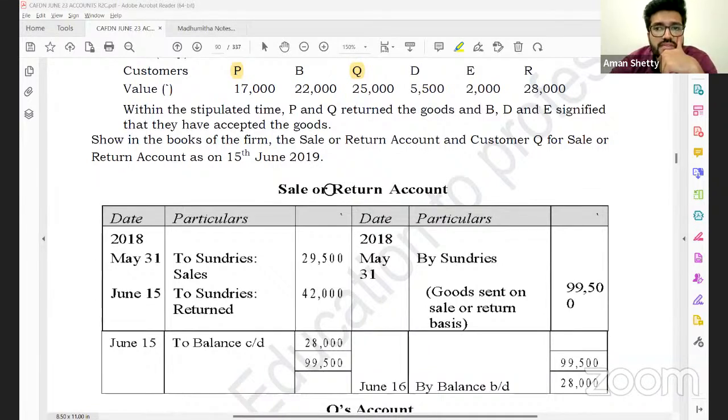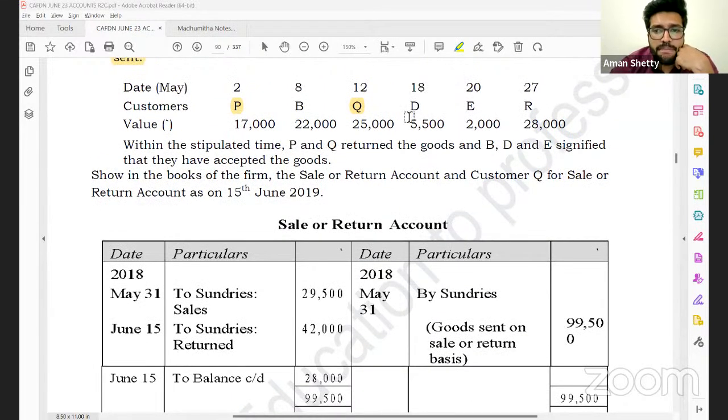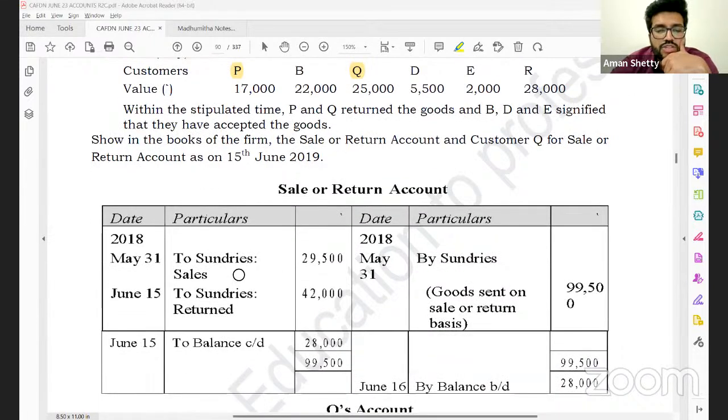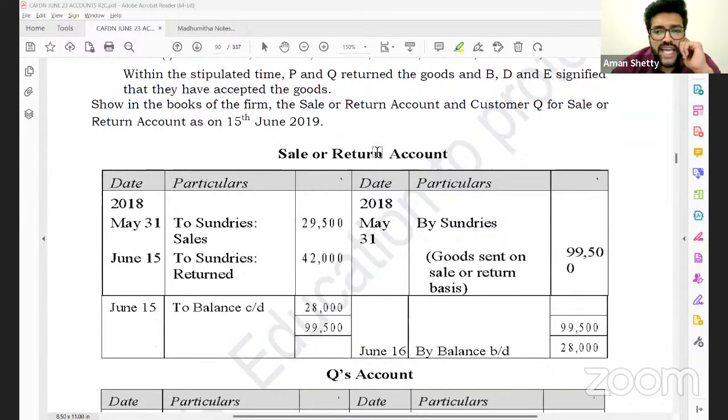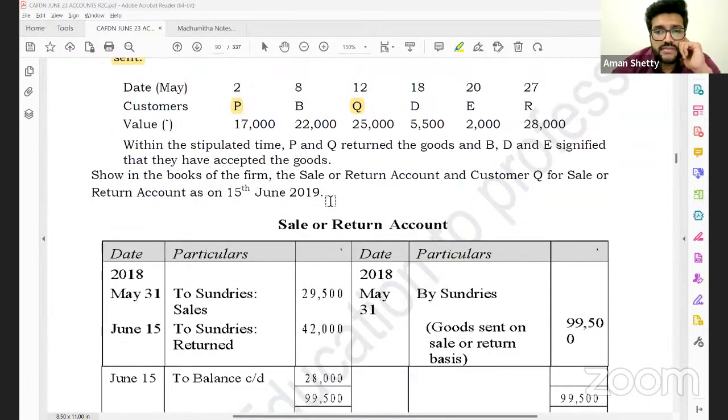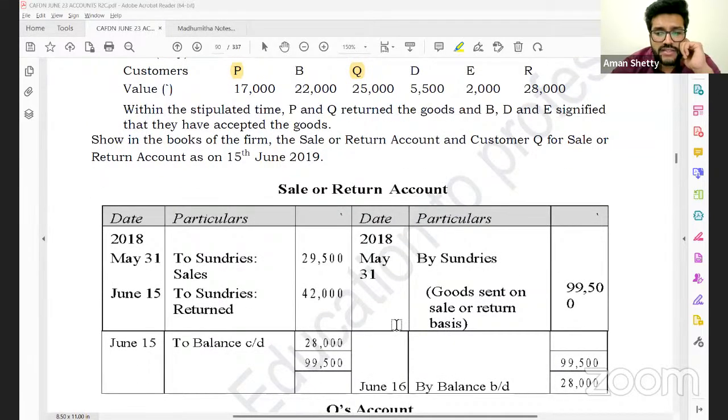Next, 29,500 is what? B plus D plus E. Returned is what? P plus Q. So instead of individually debiting and crediting the respective ledgers, we are writing by sundries, because it is there as a part of my day book. Balance carried down is what? R. Balance carried down is R.